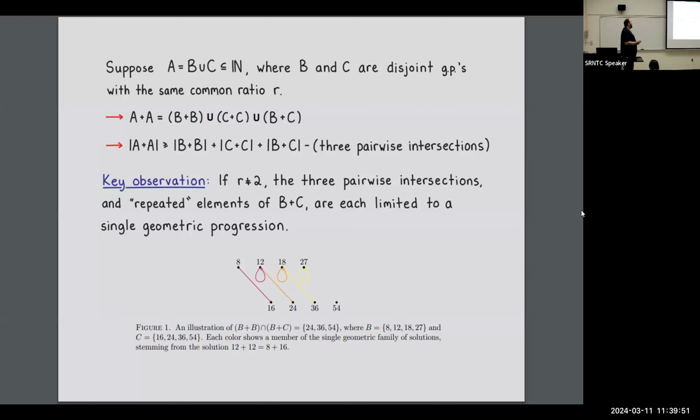And you might like to say that these things don't overlap, but they do. And that's what this picture shows. So what in the world are these arrows? 8 plus 16 is 12 plus 12. 12 plus 24 is 18 plus 18. 18 plus 36 is 27 plus 27. Notice those two lines are both geometric progressions with common ratio 3/2. So you do get overlap, which could cause a problem.